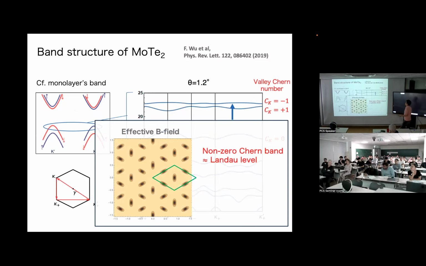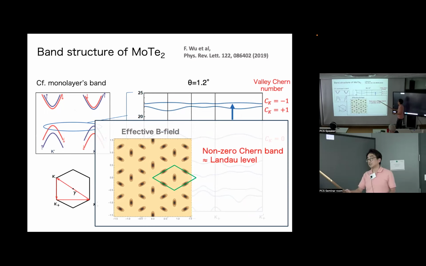So now this flat band looks like a non-zero Chern band. It has a non-zero Chern number, and this looks like some sort of random pattern. You can calculate the effective magnetic field of those electron fields, and it's very localized. But anyways, in one unit cell it gives one magnetic flux. So that gives a very strong field.